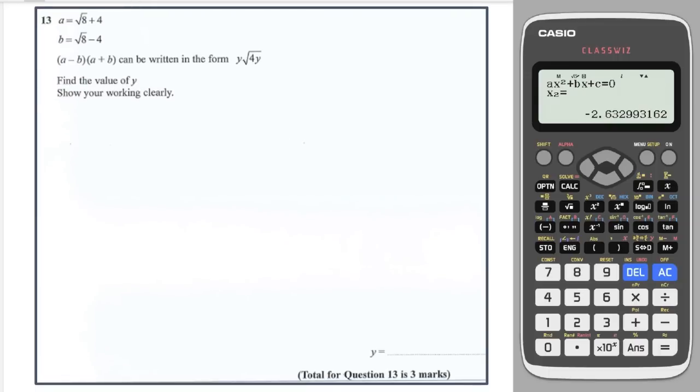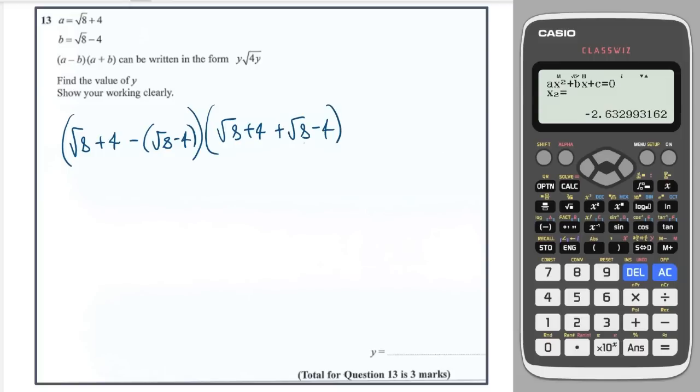Question 13 is quite tricky, very tricky question. First off, we will substitute in. So a minus b is going to be root 8 plus 4, and then I'm taking away root 8 minus 4. And then a plus b is going to be root 8 plus 4 plus root 8 minus 4. Okay, let's evaluate each bracket.